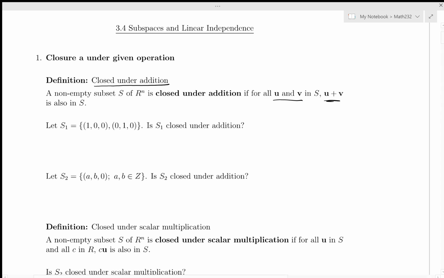So let us just take an example here. I'll just add the two vectors that I have in my set together. I'll take that vector and add it to the other vector. And the result of that addition will be this vector here. And then I look at that one, and is that in S1? No, it is not one of the vectors in S1. There's two vectors in S1, and this one is not one of them. So S1 is not closed under addition.